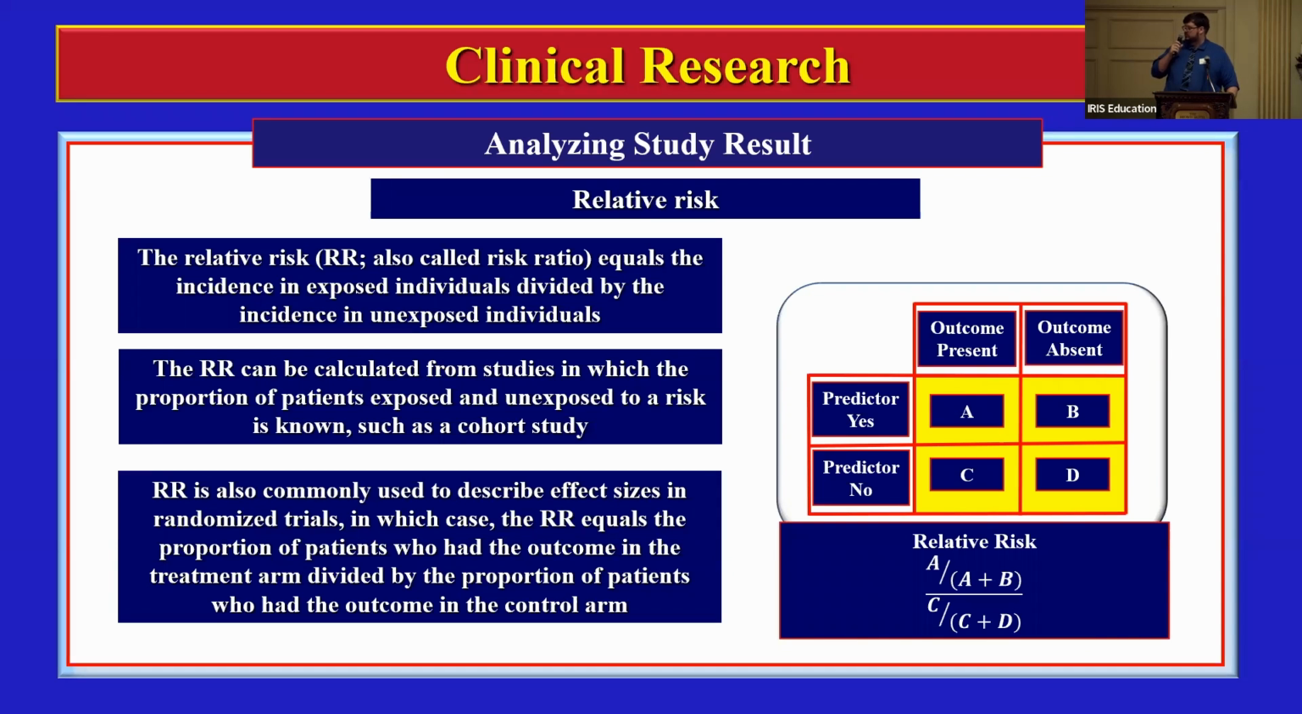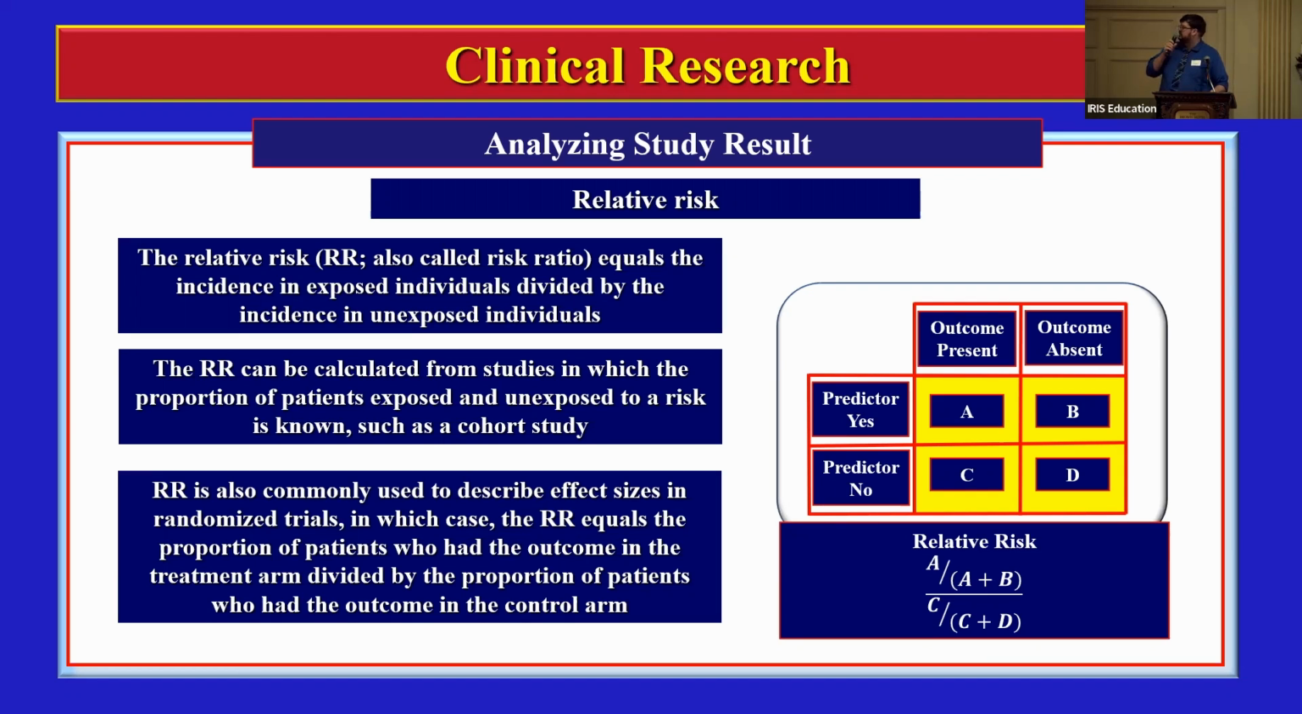Now, I broke the rules, and I know Dr. Mira said no equations, but I've provided them to you, not mostly for your own amelioration, to better understand what these concepts mean. So the relative risk, which may also be called a risk ratio, you can think of that as the incidence in the exposed divided by the incidence in the unexposed.